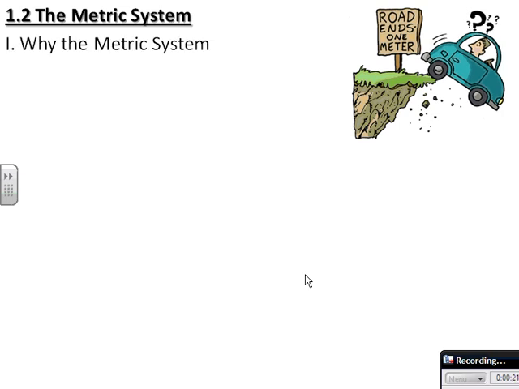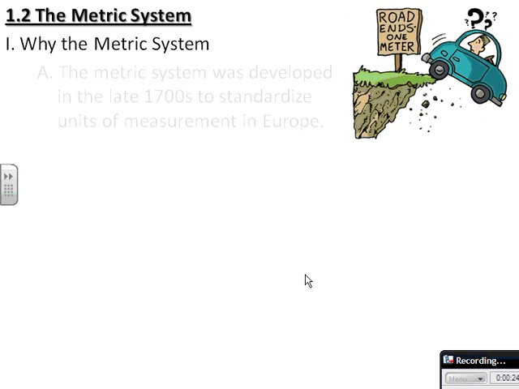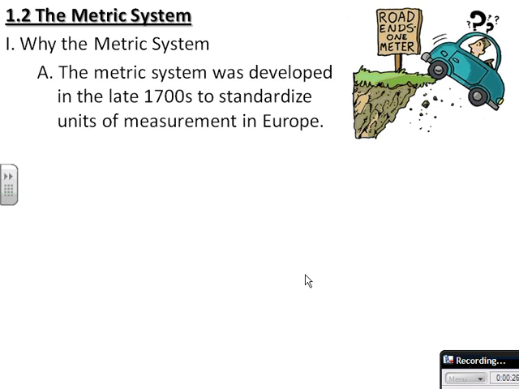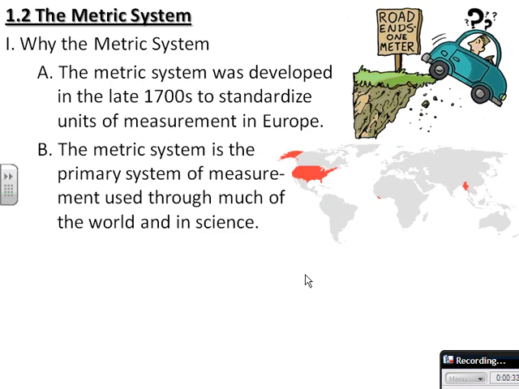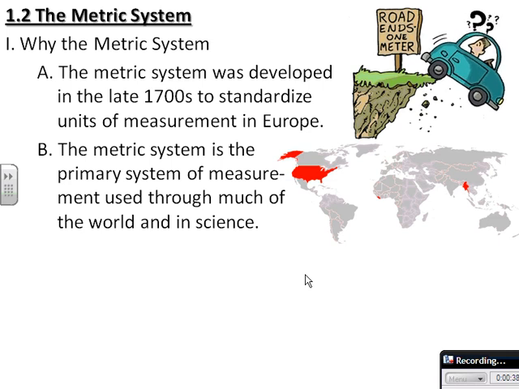Now, you may ask, why do we need to use the metric system? Well, the metric system was developed in the 1700s to help standardize the way the world takes its measurements. And most countries on the planet use it as their standardized system of measurement. Only the United States, Liberia, and I believe that's Burma pictured on the map below China do not use it. But if you notice the statement for letter B, not only is it used by many of the world's nations, but it's also used as the system of measurement in science.